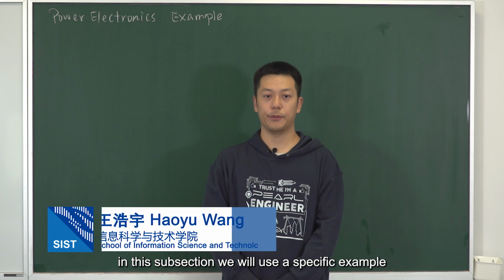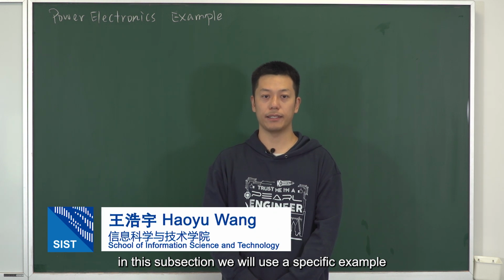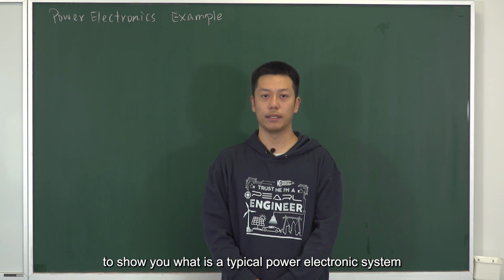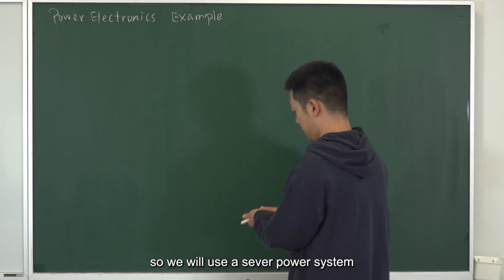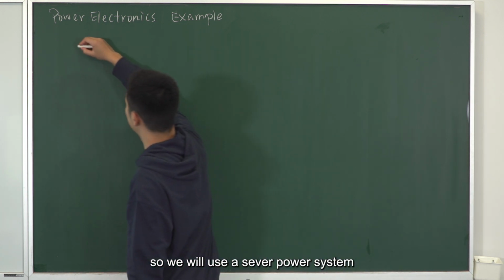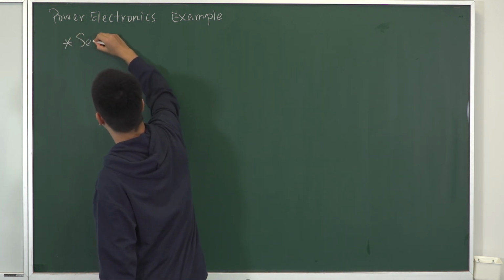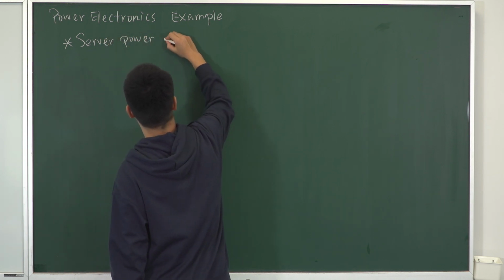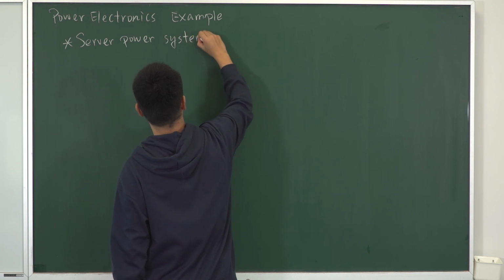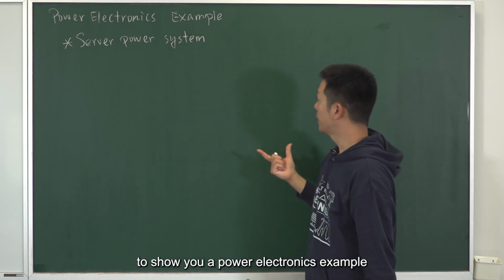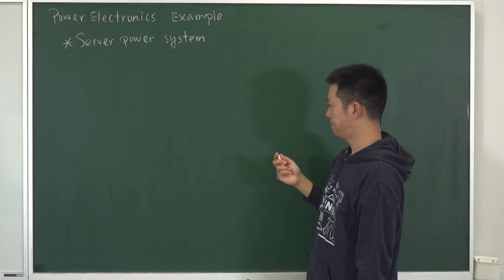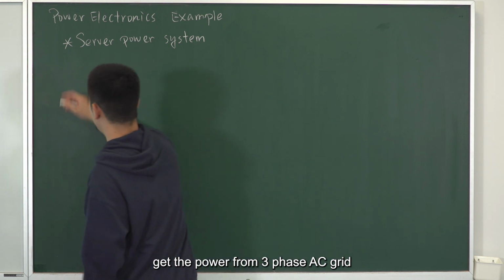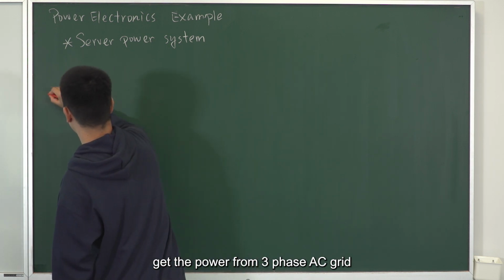In this subsection, we will use a specific example to show you what is a typical power electronic system. So we will use a servo power system to show you a power electronics example. In servo power systems, we usually get the power from three-phase AC grid.